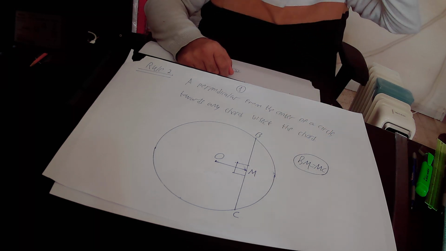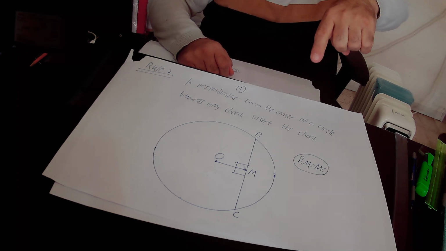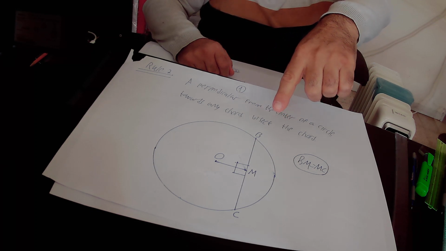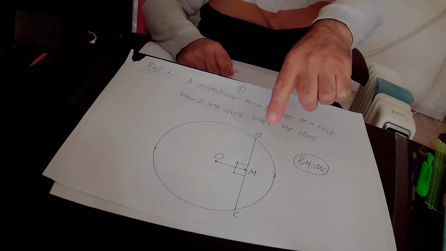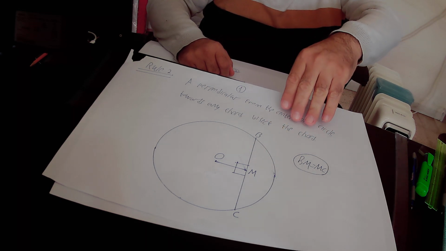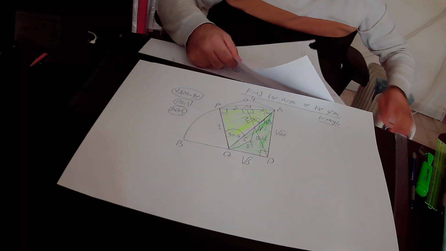Okay? So the perpendicular from the center of the circle towards any chord bisects the chord. In this case, the perpendicular OM on chord BC bisects chord BC. That is to say BM equals MC. We implemented rule number 2 in our drawing.